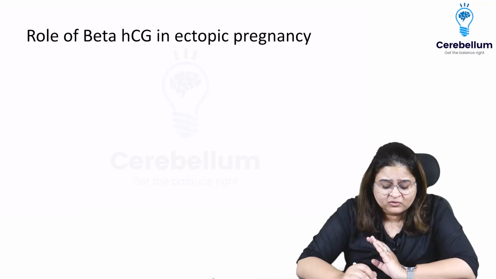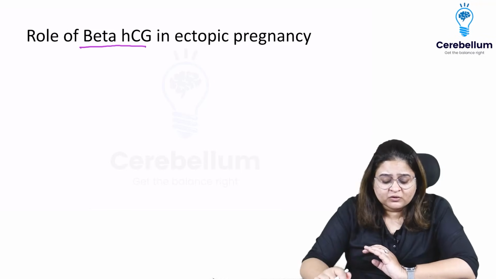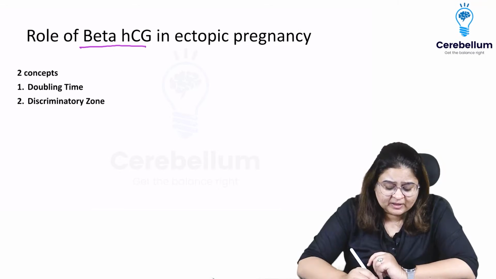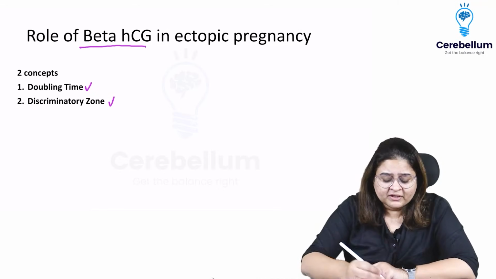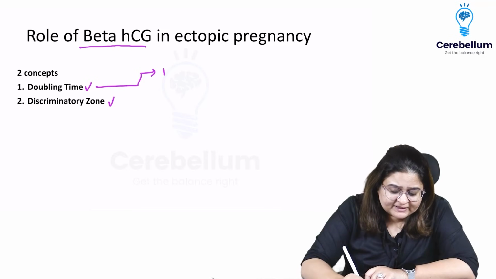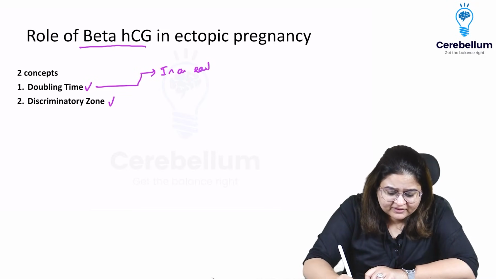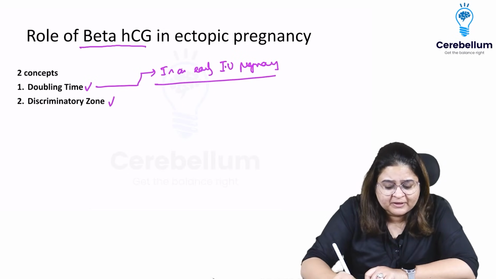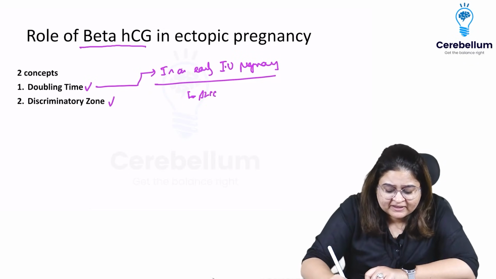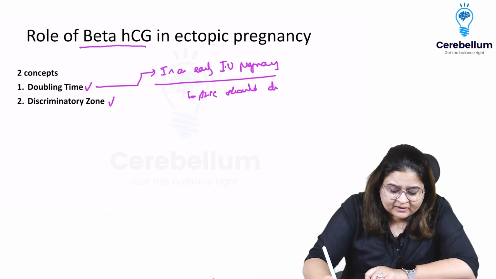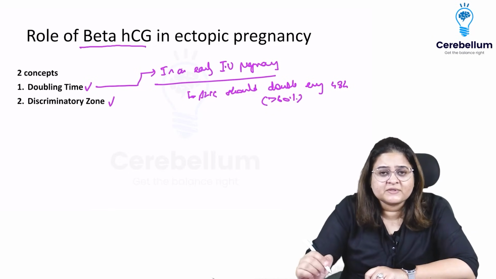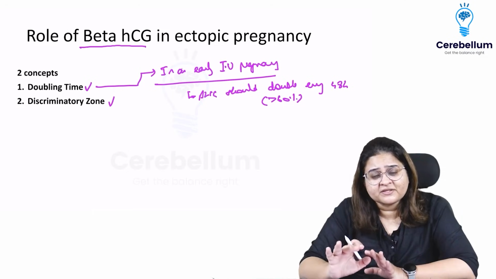Okay, there's also a role of doing a Beta-hCG. Now, to do a Beta-hCG, you need to understand why we are doing a Beta-hCG. There are two concepts here. One is a doubling time, one is a discriminatory zone. The doubling time basically means that in an early intrauterine pregnancy, not an ectopic, which is growing normally, the Beta-hCG should double every 48 hours. And it's not actually double, the rise should be more than 60%. That is telling us that the intrauterine pregnancy is growing normally.